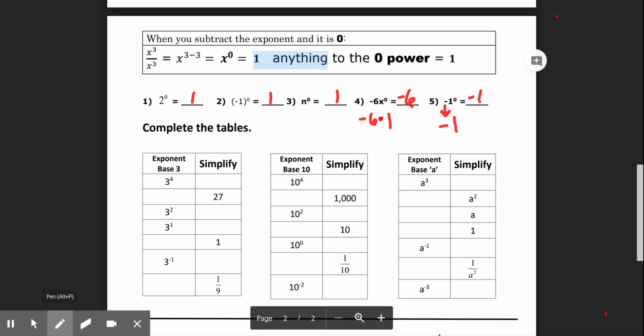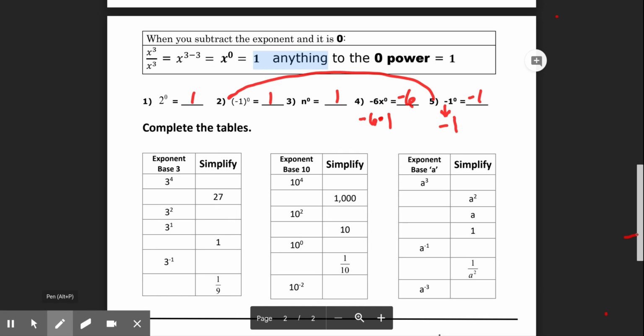So you see the difference between number 2 and number 5. Number 2 has the negative 1 in parentheses, so all of that's raised to the 0 power, and that's 1. But on number 5, the negative 1 is not in parentheses. So your answer is going to be negative, and then 1 to the 0 power is 1.